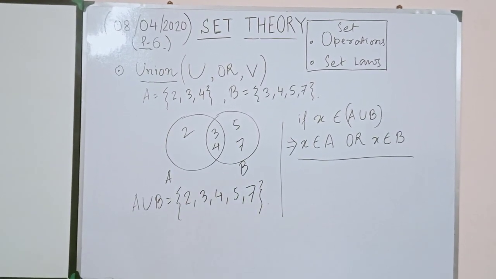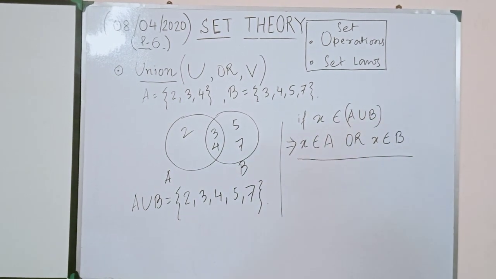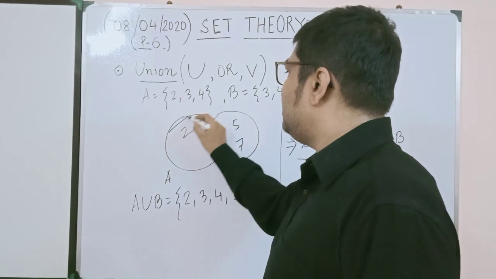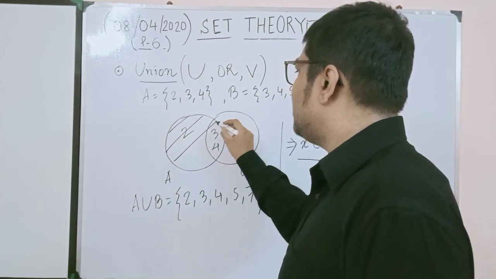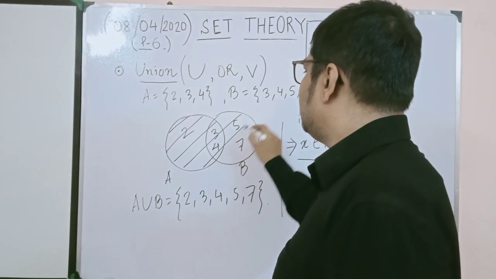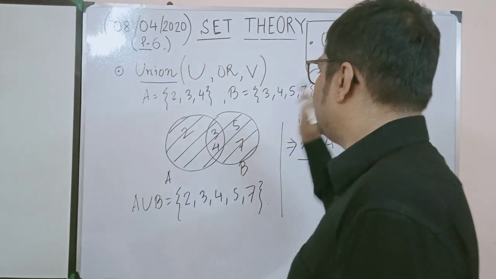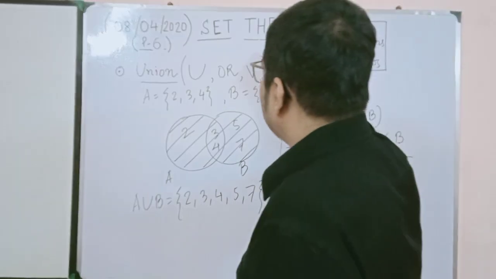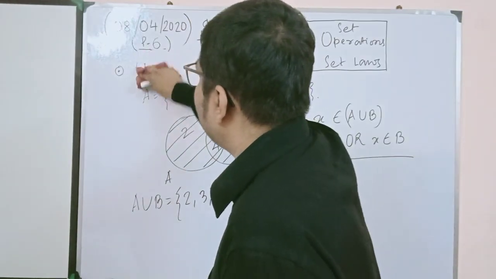Before going to the next operation, if we want to shade A union B, it will be this shaded area. So this is A union B. Let us move to the next operation. I'll use the same example.